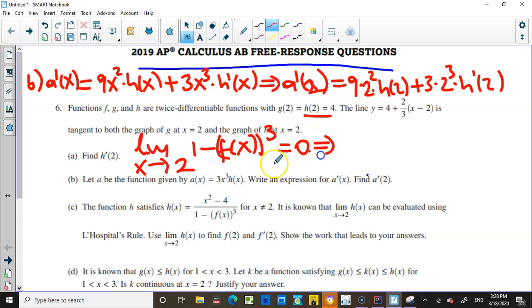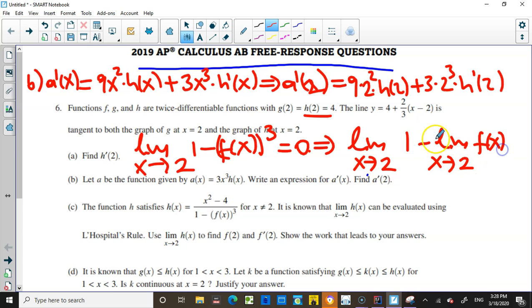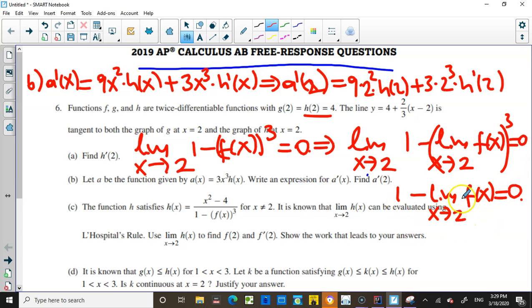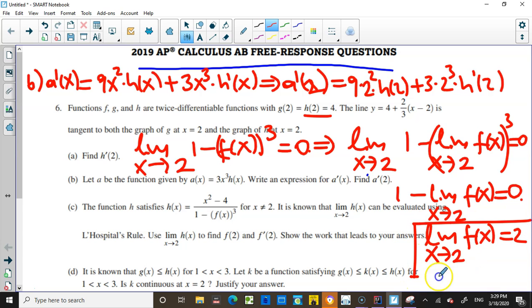If I rewrite this limit, I get the limit as x approaches 2 of 1, minus the limit as x approaches 2 of f of x to the power of 3, and this expression has to be equal to 0. The first part is directly 1, so 1 minus the limit of f of x to the power of 3 equals 0. If I move this part to the right hand side, we get the limit as x approaches 2 of f of x is equal to 2. So we got this.